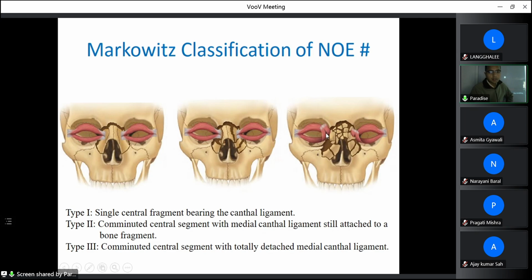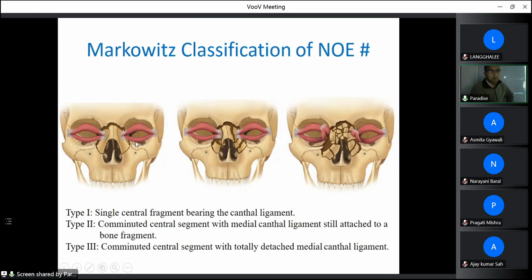In case of type 3, there is comminuted fracture. The medial canthal attachment is completely disrupted. You can't reduce and fix this bony fragment. There is comminuted fracture and medial canthal ligament is completely disrupted. Okay, in case of type 3. In case of type 2, there is comminuted fracture, but still the medial canthal ligament is attached to some bony parts, so that you can reduce and fix this bone.